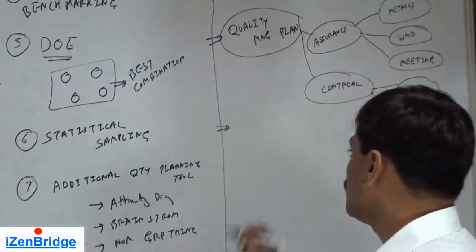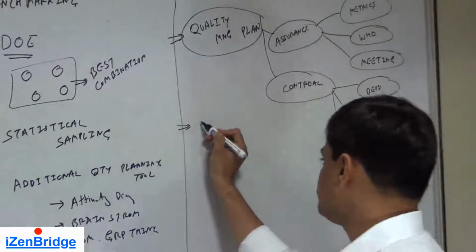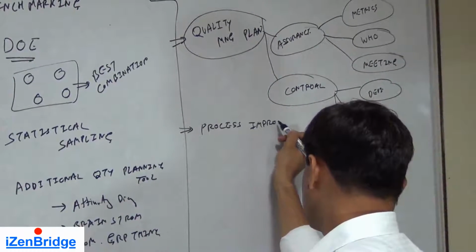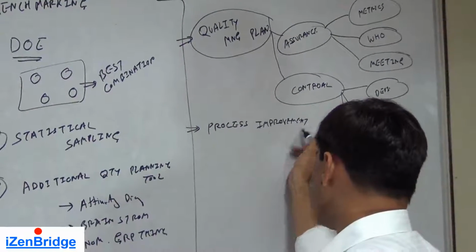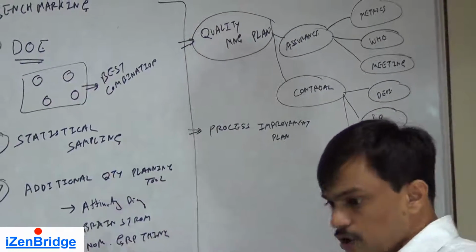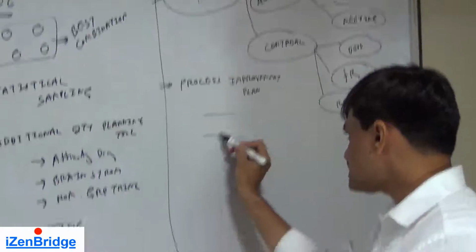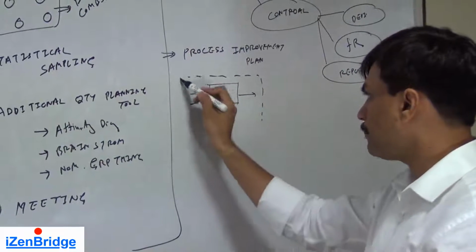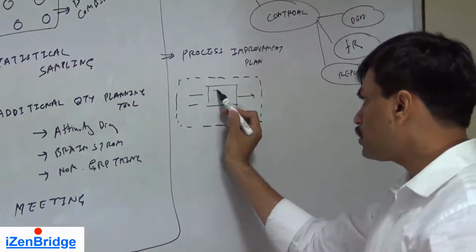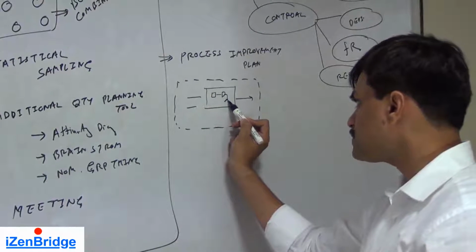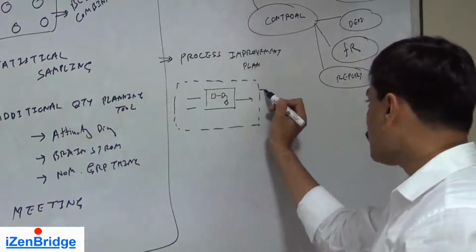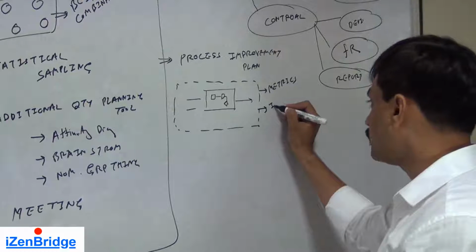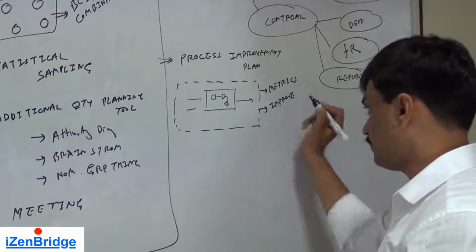The second output is a process improvement plan. In the process improvement plan, we define the processes which are involved in a project. First we make a process boundary. Then we talk about process configuration, meaning what steps should be taken in a process. Then we talk about process metrics. And then we talk about how we are going to improve them.